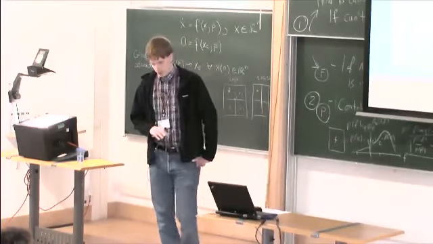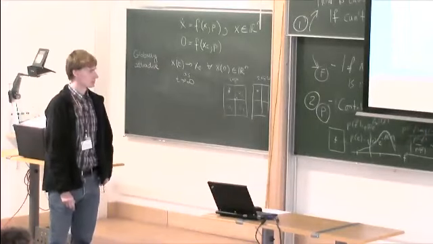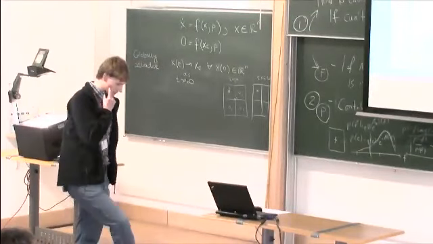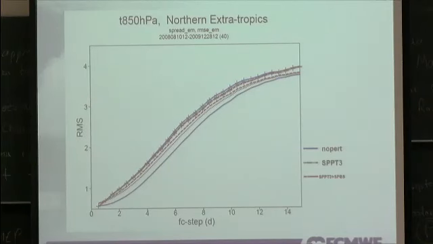Now that I told you all the background, I will show you some results to show you that it makes sense to do all the stochastic forcing. This is a plot of 850 hectopascal temperature in the northern extratropics. The scores are derived from 40 ensemble forecasts we did for 40 start dates.